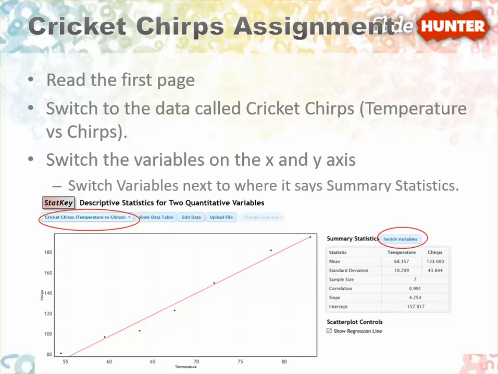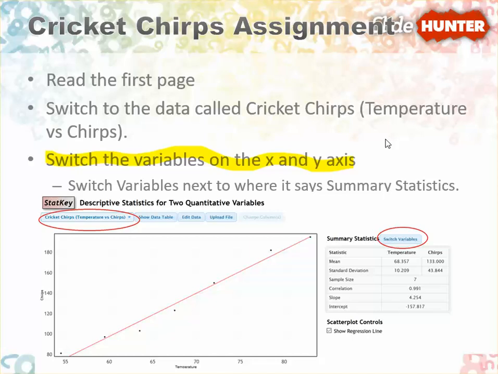Now let's look at your Cricket Chirps assignment. As you begin, you'll notice there's a lot of reading on the first page. Please take time to read through that. Okay, then we are using the same site that we used for the animal dot plot. It's important to notice one thing, that it tells us which graph to use, and they want you to switch the variables on the X and Y axis.